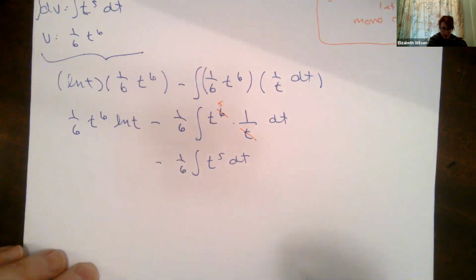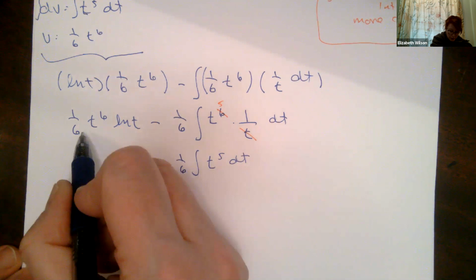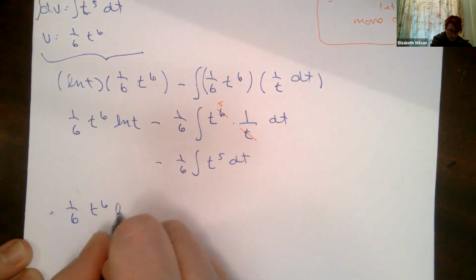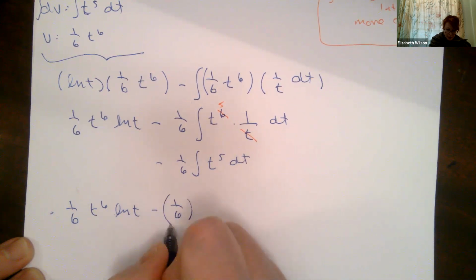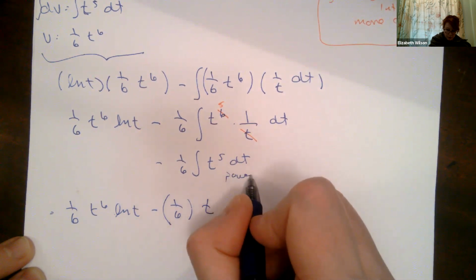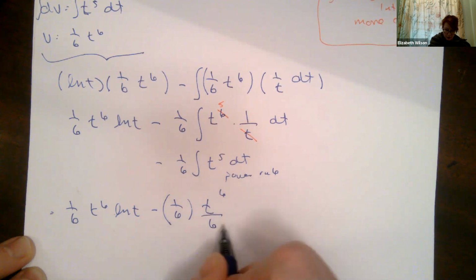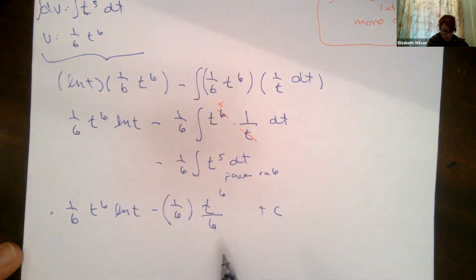Now be very careful. I've got a 1/6 here already. I have to remember that's my multiplier. So let's bring this down. This is 1/6 t to the 6 ln of t minus the 1/6 that we had there before. Keep it. Now I'm going to do power rule. So t to the 5th becomes t to the 6 all over 6, and then my plus c. 1/6 times 1/6 is 1/36.